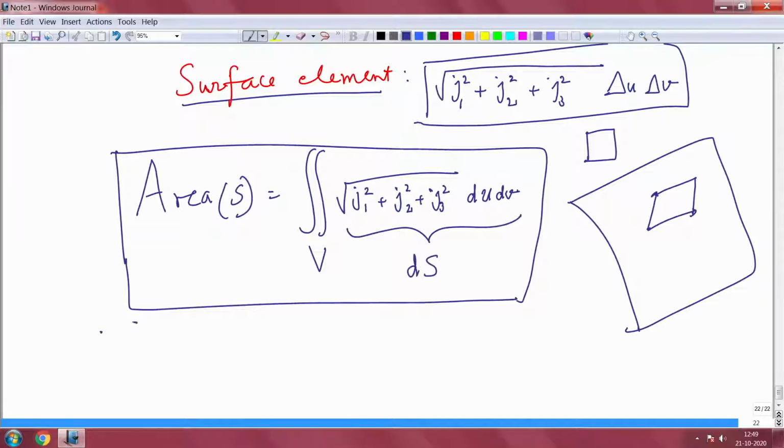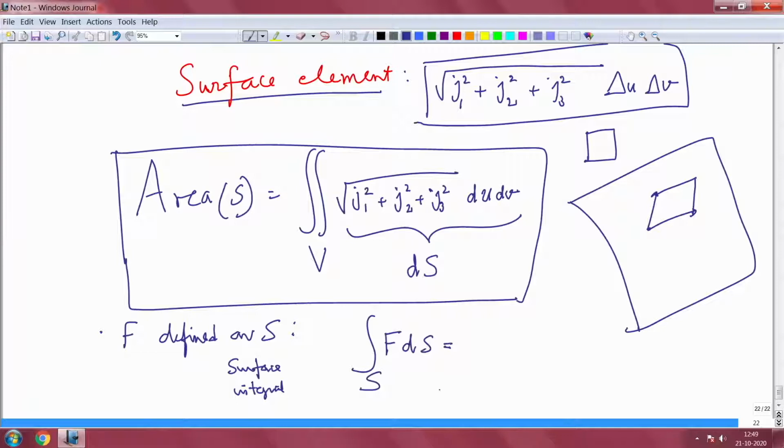So, if you have a function f defined on S, then I can define what is a surface integral. You have your surface integral of f with respect to the surface measure dS, which is nothing but the double integral over V of f of (f(u,v), g(u,v), h(u,v)) times the square root of J1 squared plus J2 squared plus J3 squared du dv.